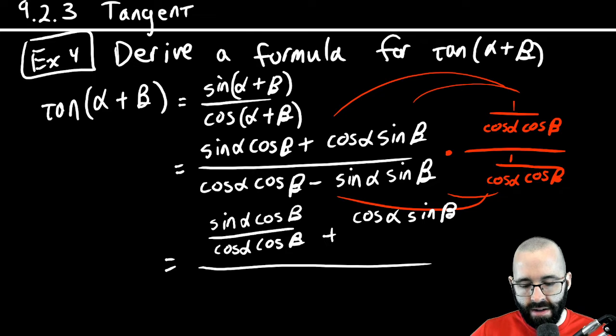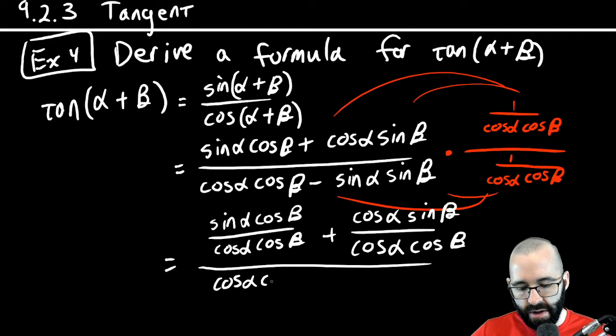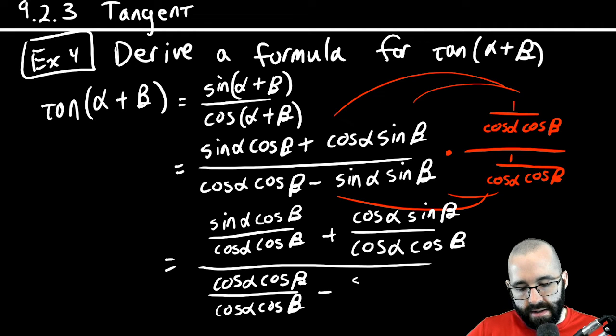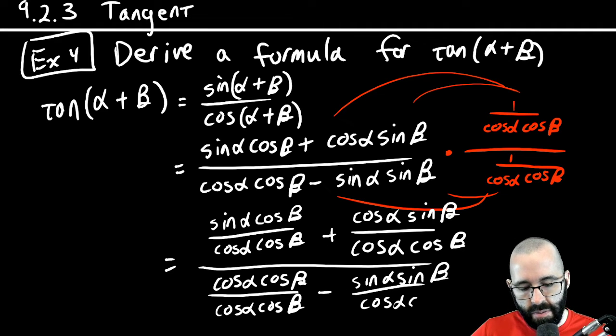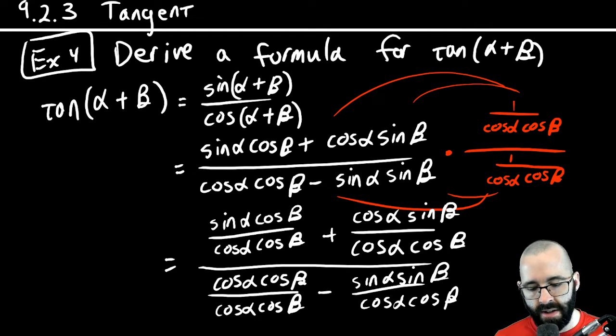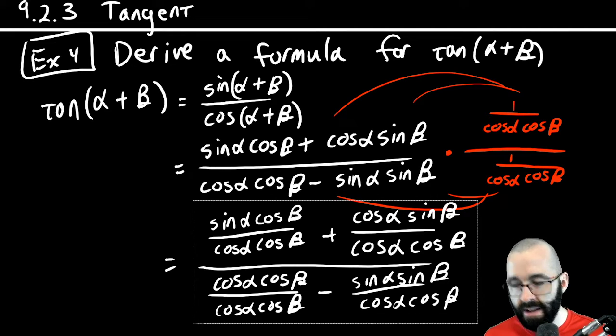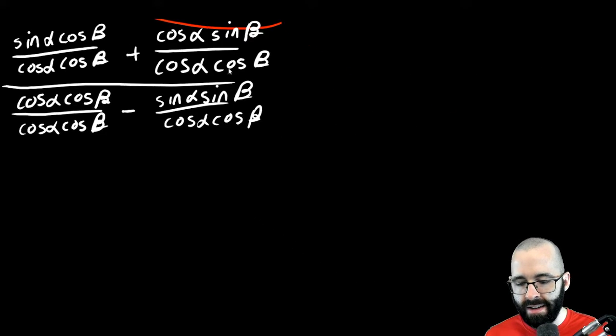Cosine alpha, sine beta, over cosine alpha, cosine beta. This is cosine alpha, cosine beta, divided by cosine alpha, cosine beta. And this is sine alpha, sine beta, divided by cosine alpha, cosine beta. So this is a really good opportunity for you to practice some simplification if you want to pause this video and simplify it on your own. But it's actually very quick. It looks super messy, but we're basically done.